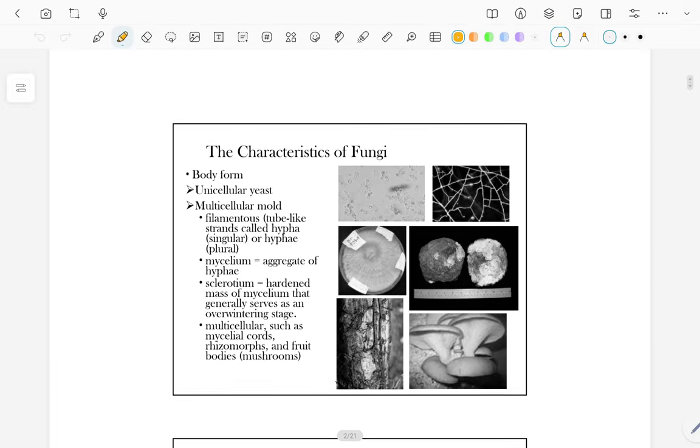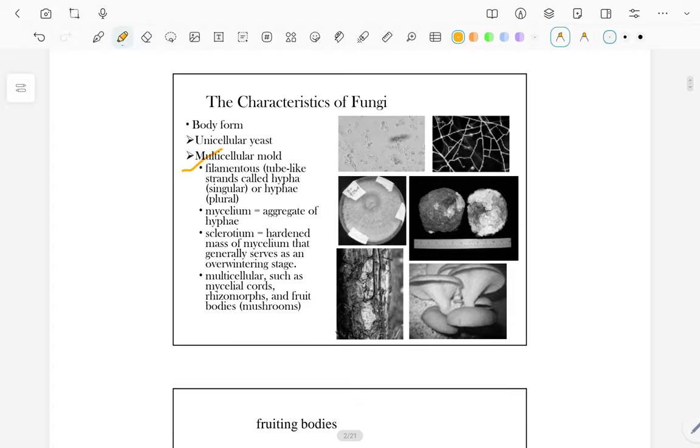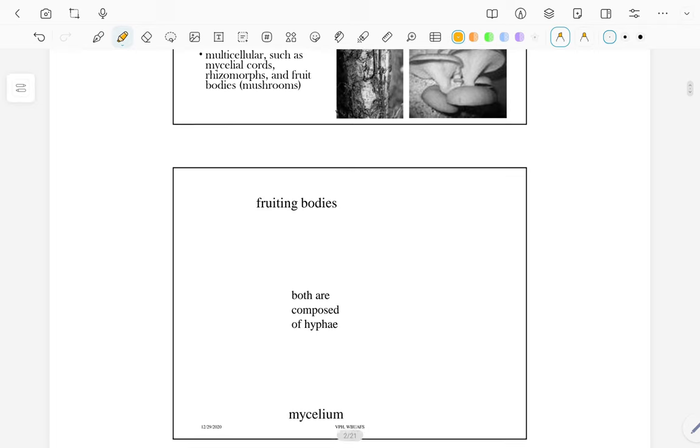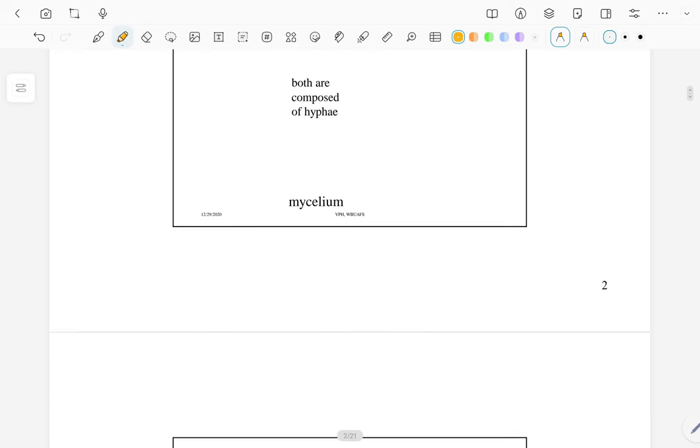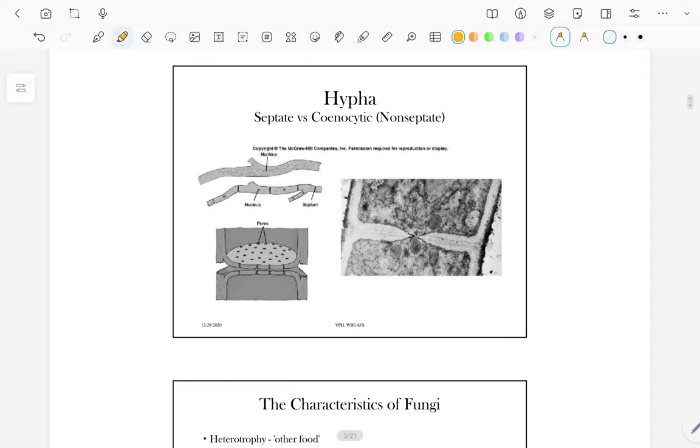The characteristics of fungi: body form is unicellular yeast or multicellular mold, filamentous, with tube-like stems called hyphae. Mycelium is an aggregate of hyphae. Sclerotium is a hardened mass of mycelium that generally serves as an overwintering stage. Multicellular structures include mycelia, mycelial cords, rhizomorphs, and fruiting bodies such as mushrooms. Both are composed of hyphae, septate versus coenocytic, non-septate.